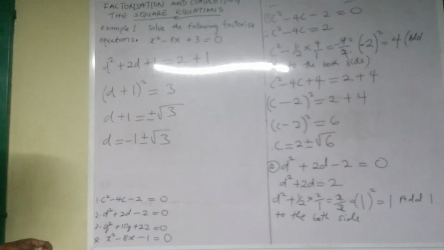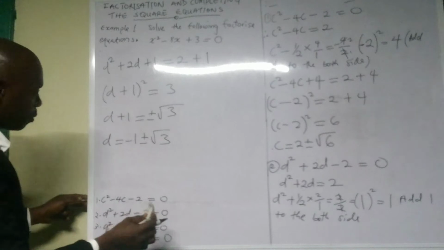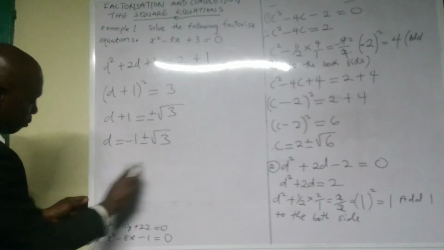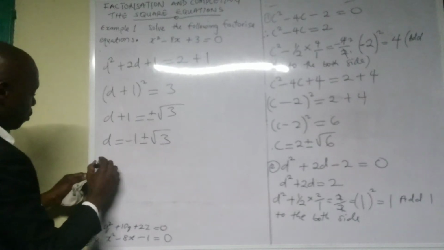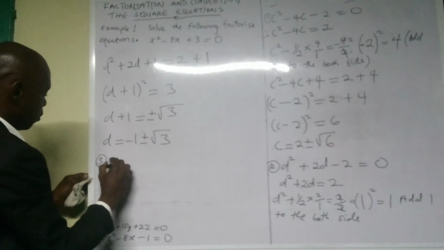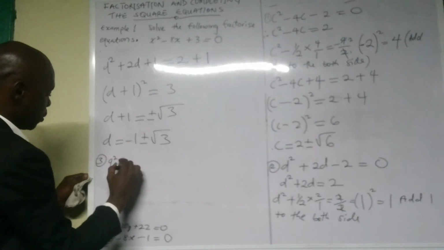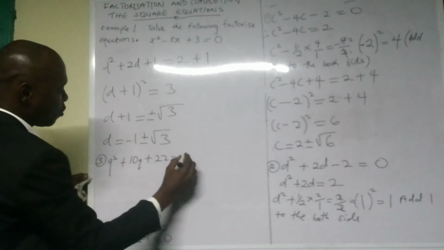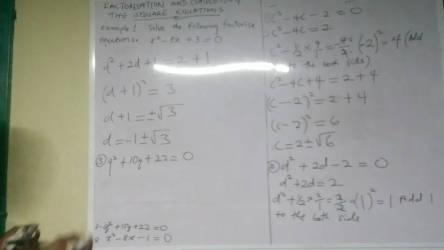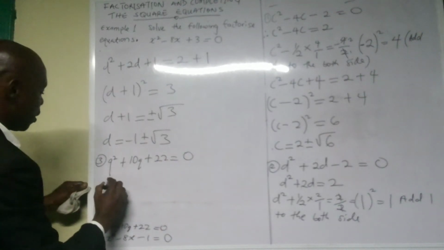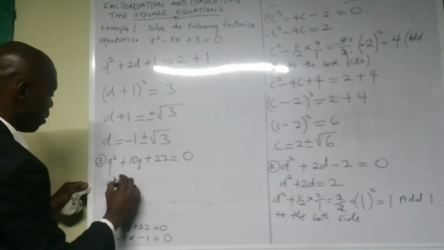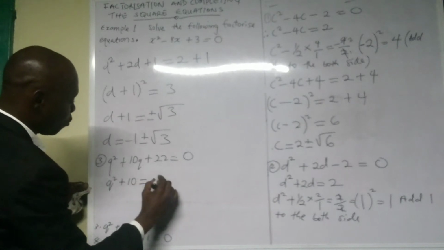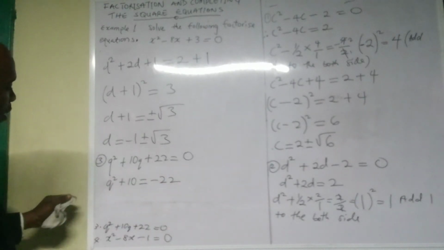Let's go for the third example. This is the second example. Let's go for the third example. From the third example, q squared plus 10q plus 22 equals 0. We'll follow the same procedure. So it will now give us q squared plus 10q equals minus 22.